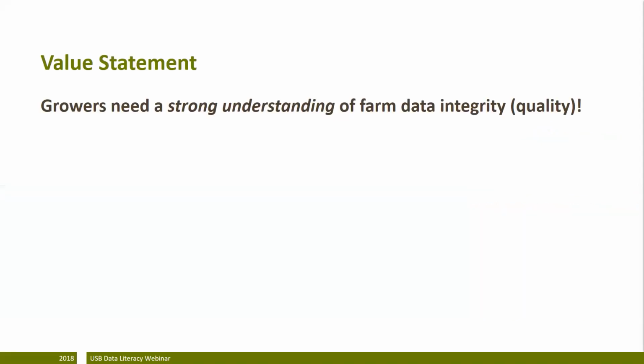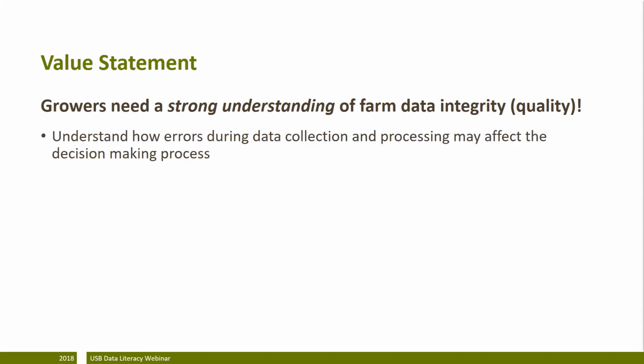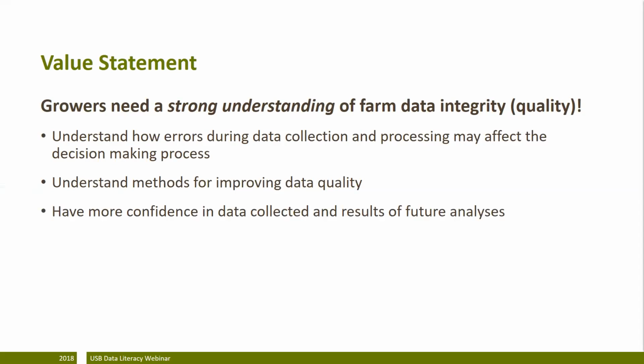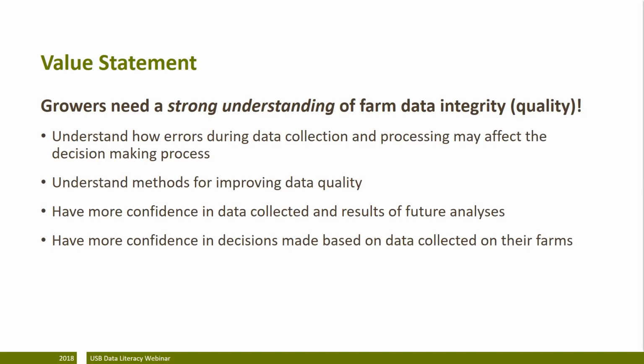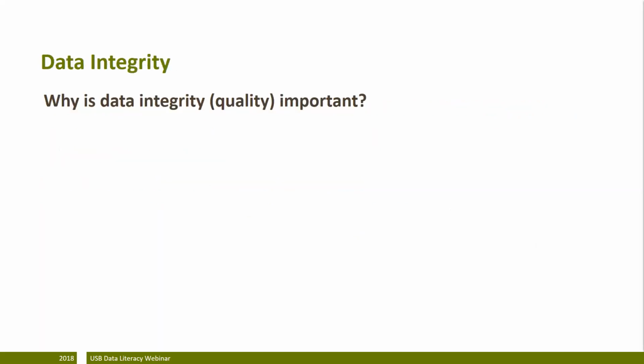So to get started, the purpose of this data pillar is growers need a strong understanding of farm data integrity or data quality. More specifically, it's important to understand how errors during data collection and processing may affect the decision-making process. And it's important to understand the methods we have available for improving data quality. This will ultimately result in growers having more confidence in the data that they're collecting and the results of future analyses. And it'll allow them to have more confidence in decisions that they're making based on the data that they're collecting on their farms. So why is data integrity or quality important?